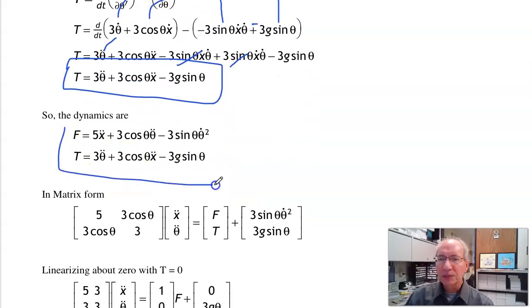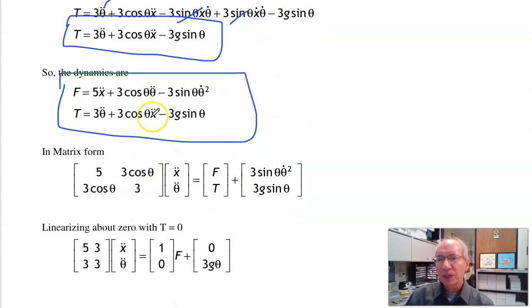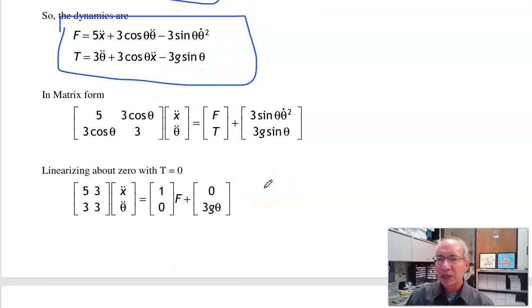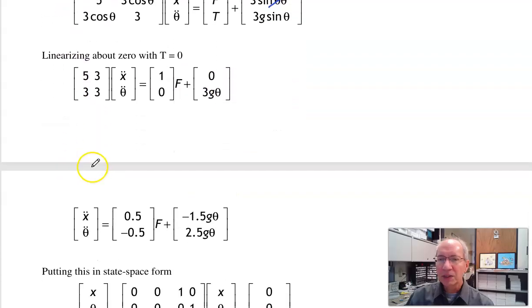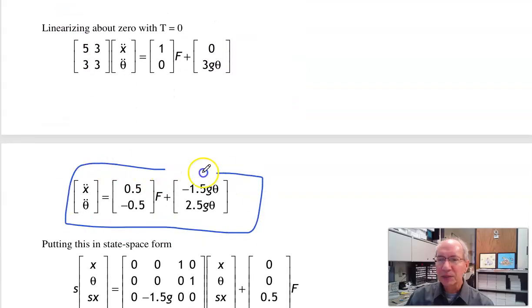So here's the dynamics. I can put that in matrix form. Solve for the acceleration, gives you 5, 3 cosine theta, 3 cosine theta, 3 for the mass matrix is force, torque plus that. Linearize about x equals 0, theta equals 0. I get 5, 3, 3, 3, 1, 0. Small angles, this is small. That is just 3g theta. Invert, and I get the dynamics.